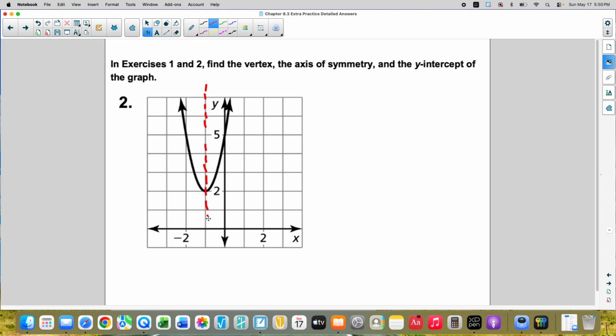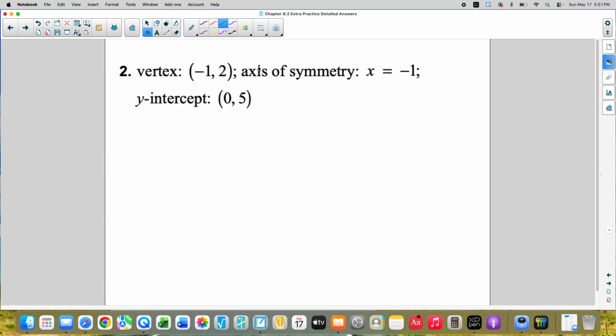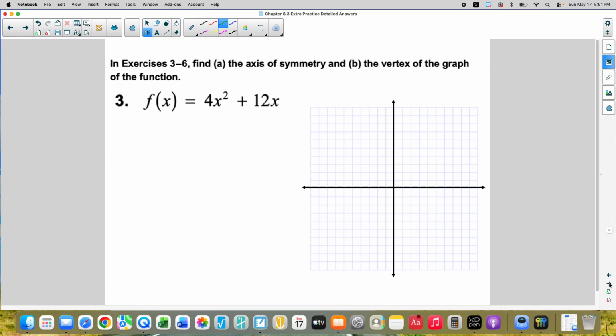Axis of symmetry is going to be x equals -1. My vertex is going to be -1, 2. Notice my x value for my vertex is the same as my axis of symmetry. And then my y-intercept is going to be 0, 5. So that's going to be my c value when we write it as an equation. I think those are the things. -1, 2. Yep, good.